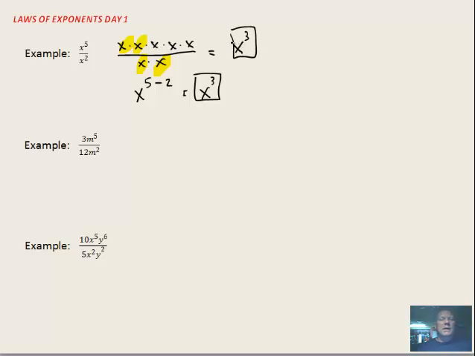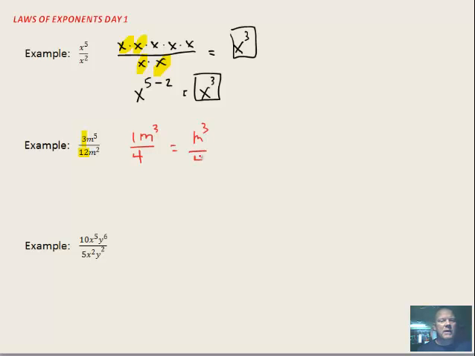So x to the 3rd is my answer for that first one. Okay? Go ahead and give the second one a try if you can. The only thing that might be a little different is you're going to have to reduce those coefficient numbers. So see if you can figure this one out. Pause the video, give it a try, and then come back to the video and we'll see how you did.